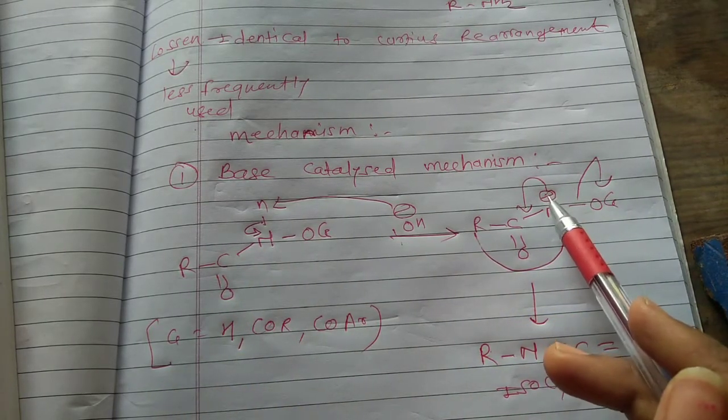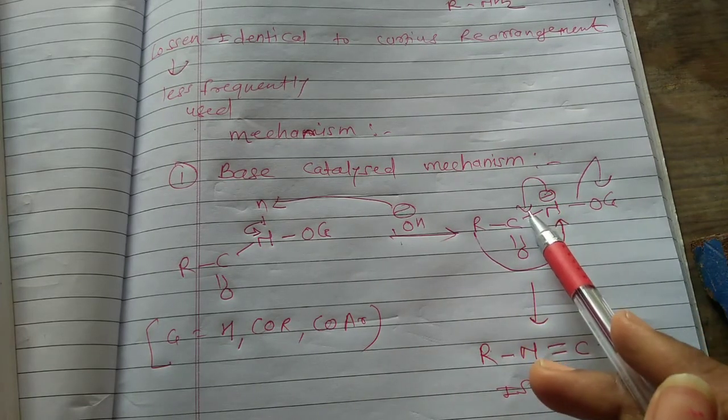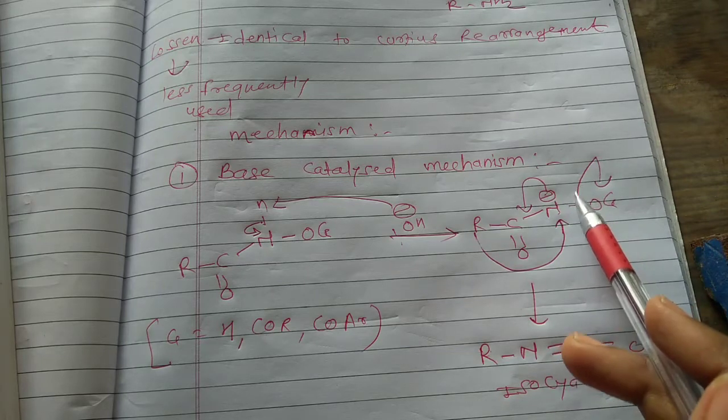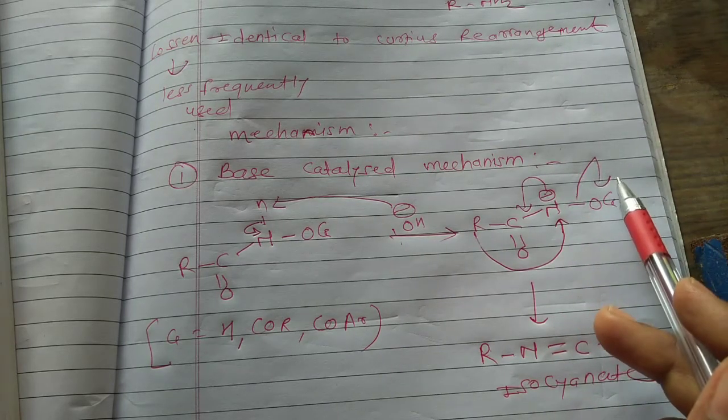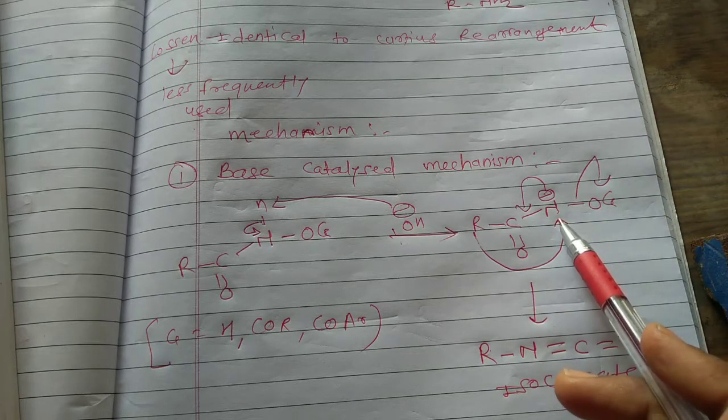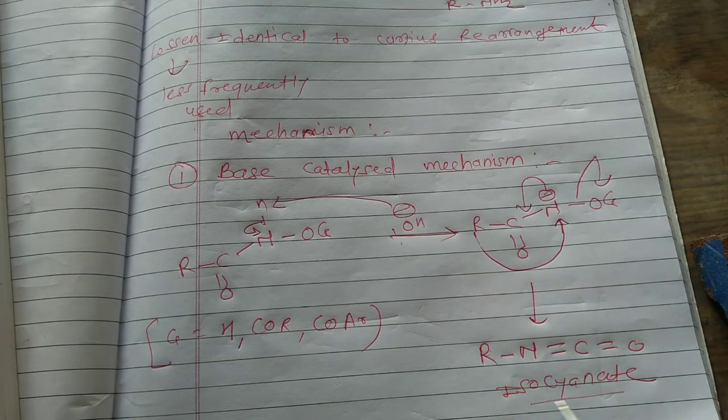Then this negatively charged nitrogen shifts its electron to form a double bond between the carbon and nitrogen. At the same time, this OG group gets removed and this R group rearranges to this nitrogen. There is a formation of the isocyanate.